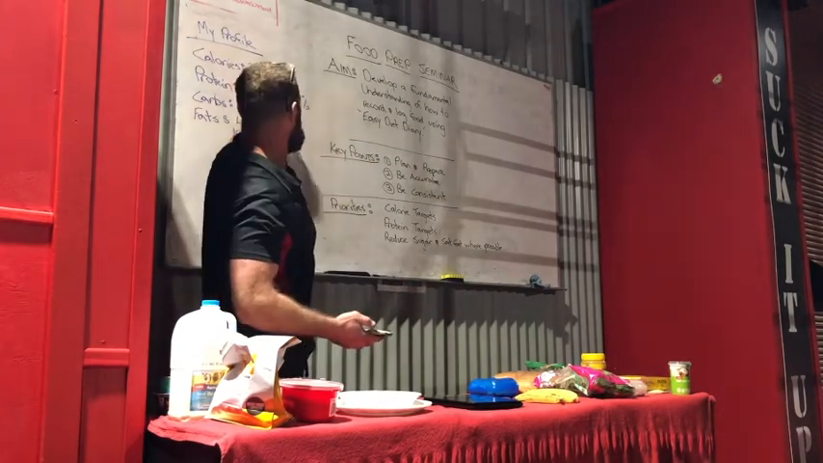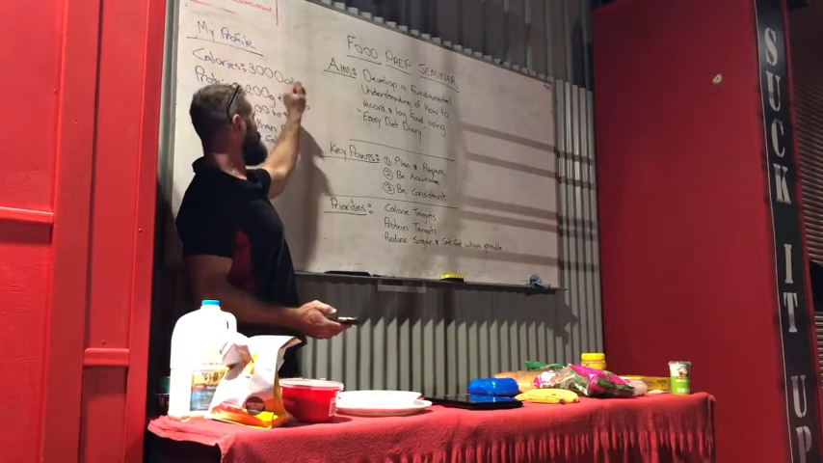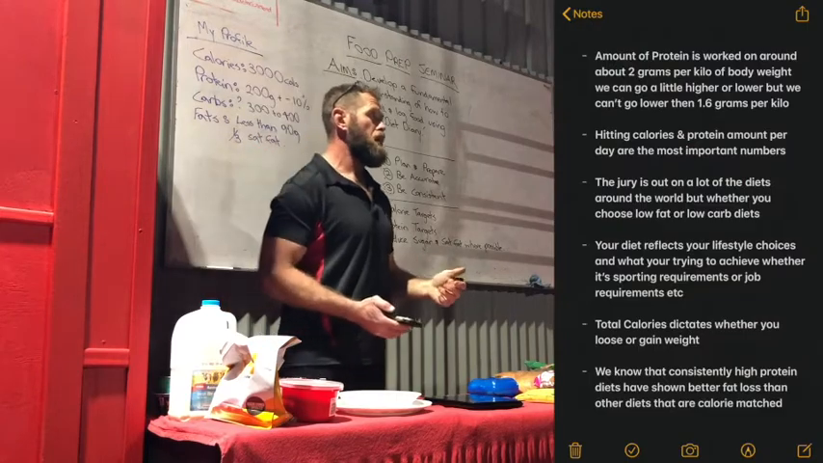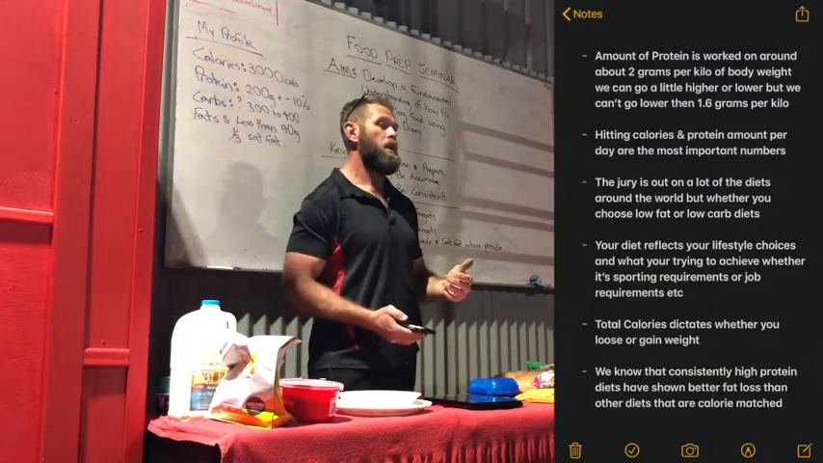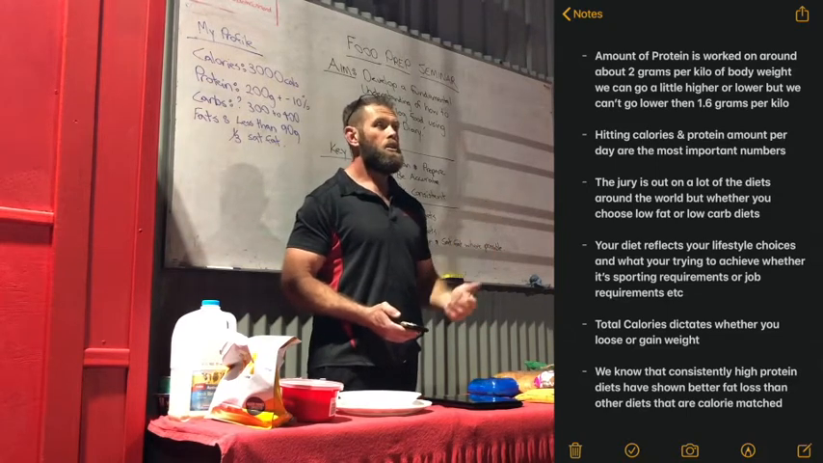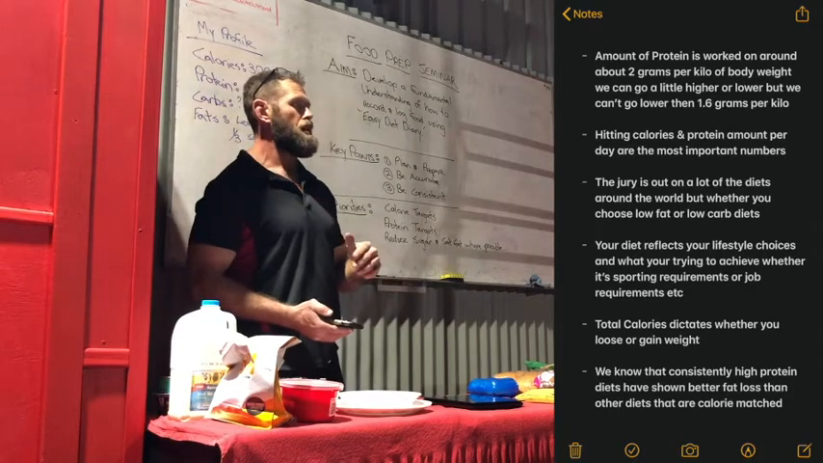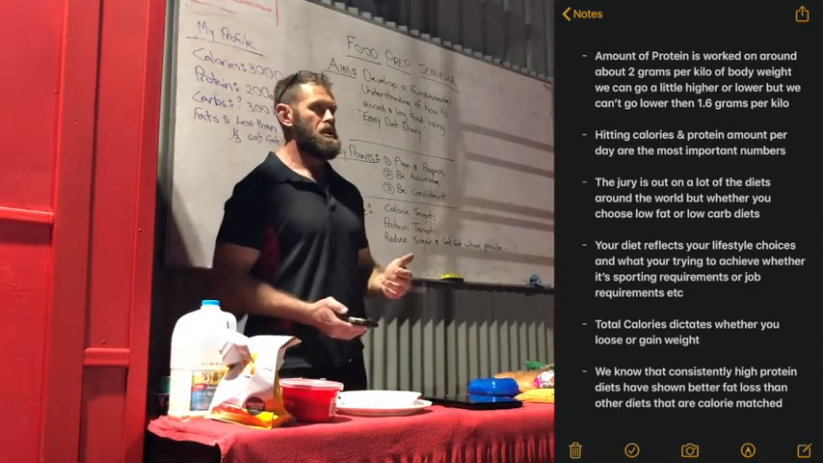But what I'm looking to hit in regards to that 3,000 calories, I'm looking at around 200 grams of protein. And 200 grams of protein is worked out at around about 2 grams per kilo of body weight. Now we can go a little higher. We really probably don't want to be much lower than that. The lowest that we're looking at is maybe 1.6. Anything below that is probably not going to be doing us any favours.